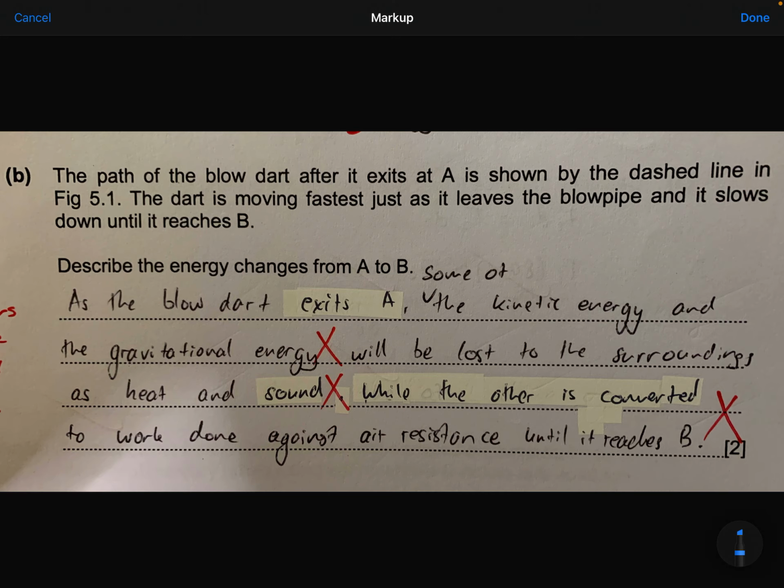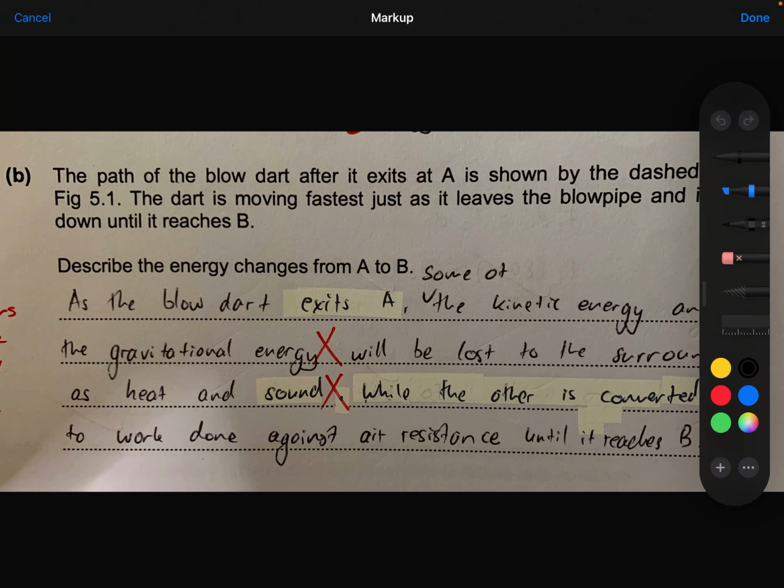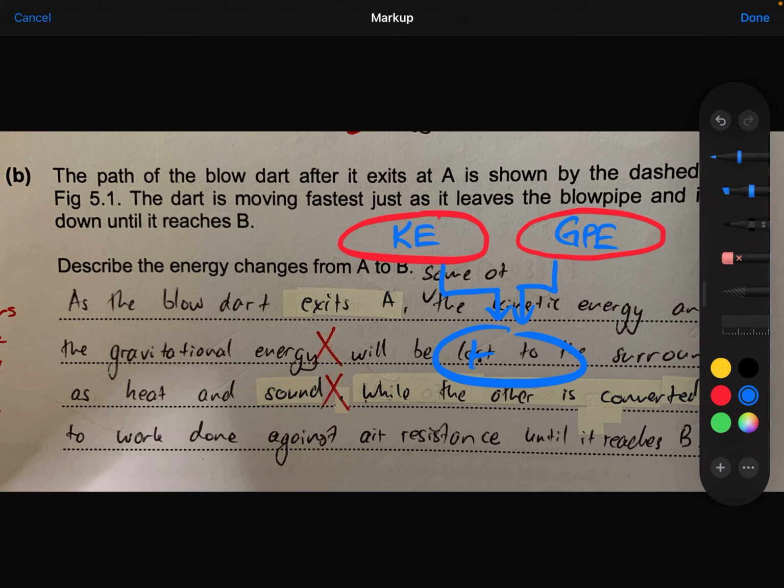This guy says something like, as the blow dart exits A, okay, fine. Some of the kinetic energy and gravitational potential energy is lost to the surroundings as heat and sound. And I put a big fat clause here because this is the diagram that he paints. Well, there are two types of energy, right? One KE, then GPE. Then they say that these two types of energy are now being converted into heat. Well, that is not true, right?